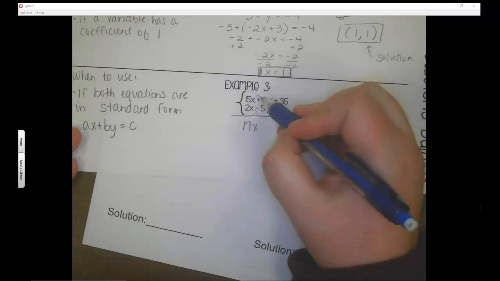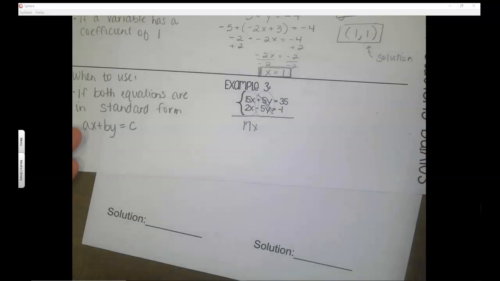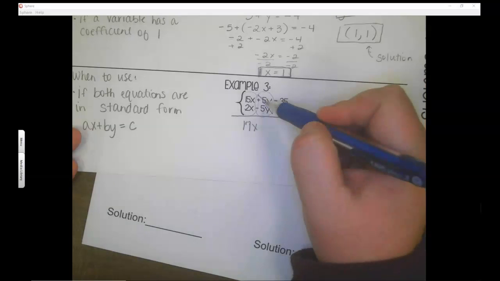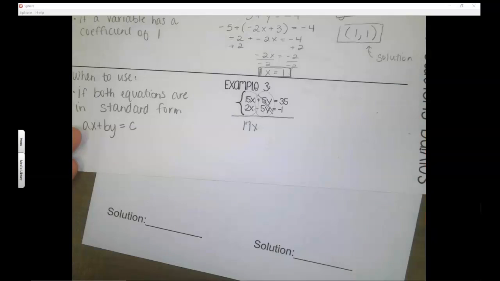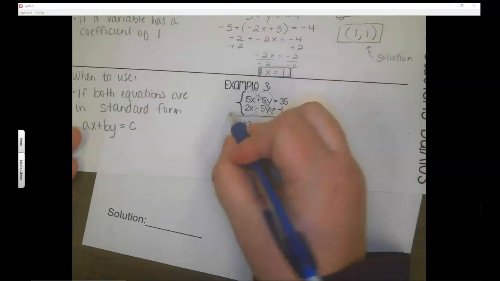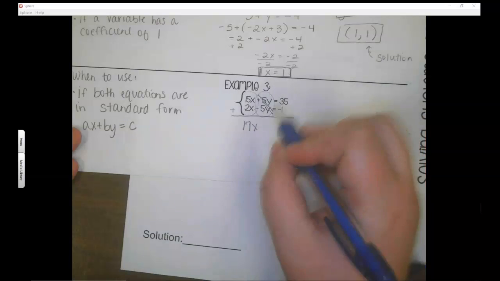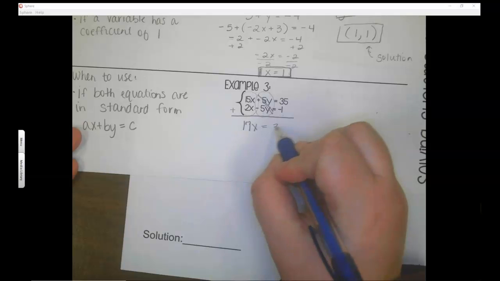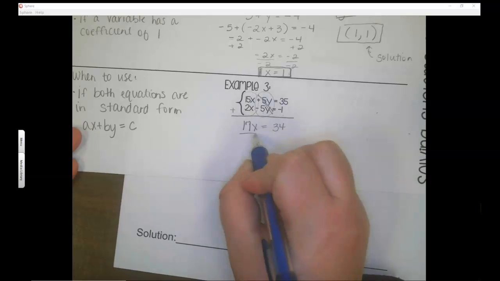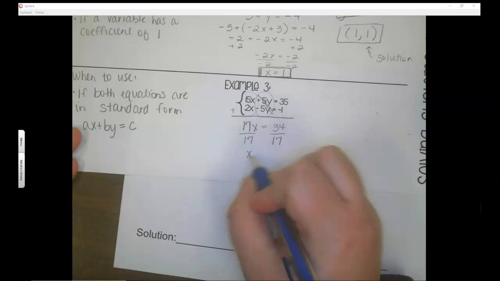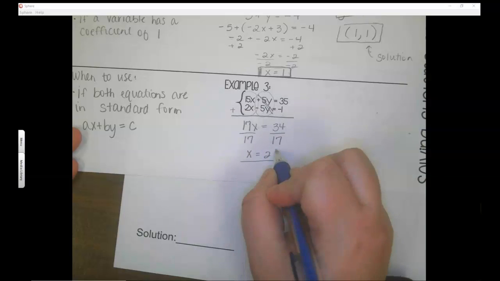So I've been able to eliminate my y's because they're the same but opposites. I have a positive 5 and a negative 5, both of them y. I can eliminate those. And since I'm adding these two together, 35 minus 1 is 34. Then I can solve for my x. So divide both sides by 17, and I get x is 2.